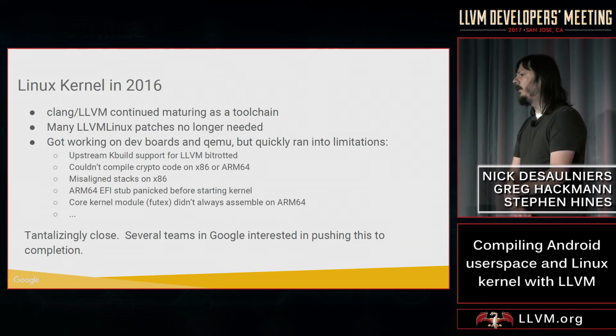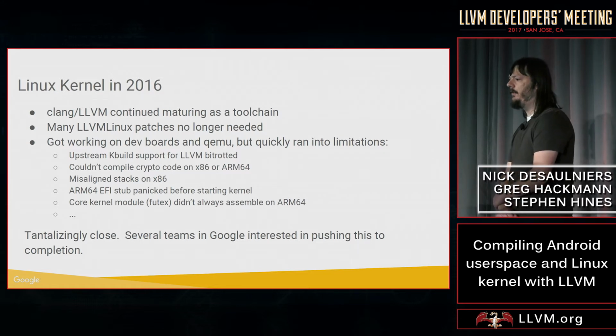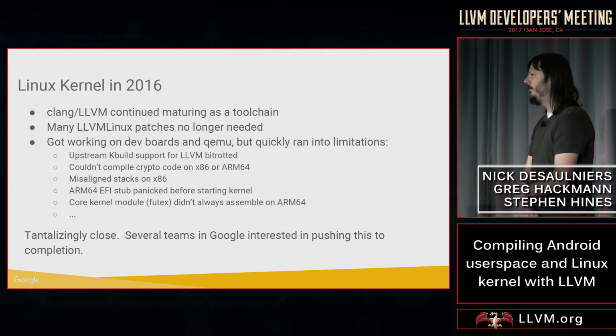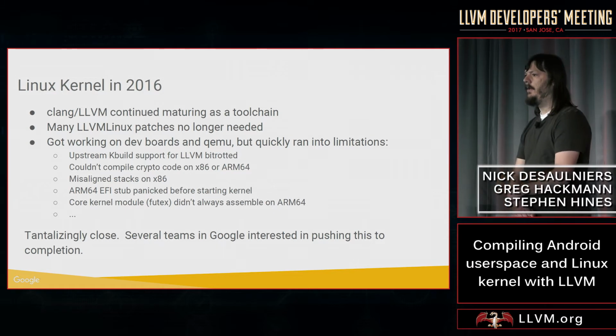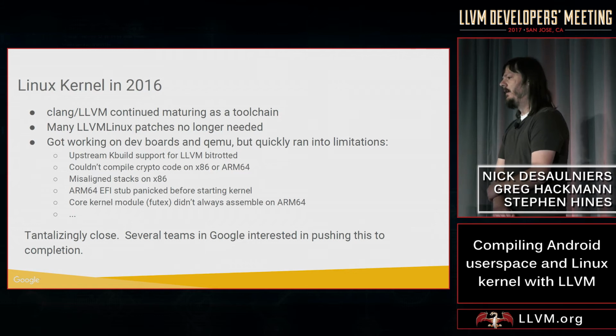In fact, the ARM64 crypto code crashes Clang. You had misaligned stacks on x86, so you got a lot of kernel panics. ARM64, it actually managed to panic before the kernel started, because the kernel ships code to work with EFI, and there were issues with some of the code that Clang emitted. And the one that we're going to go into a little bit later, and this amused me the most, was there's a core kernel module called Futex, which if you build it for ARM64, depending on the time of day and your kernel config options and the wind speed and direction, it might assemble or it might not.